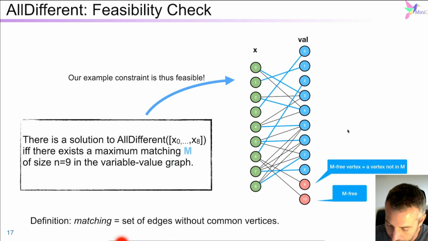I take this slide, I take the opportunity to define two additional notations there. I will say that this is a M3 vertex because it's not incident to a blue edge. Okay, that's a M3 vertex. That's a M3 vertex. These two ones there. Okay, and so the AllDifferent constraint is feasible if and only if there is a maximum matching of cardinality equal to the number of variables in the variable value graph. That's the feasibility check that we will use to detect an inconsistency in the AllDifferent constraint. And trying to find a maximum matching is not a very difficult problem in computer science. We can do that in polynomial time.